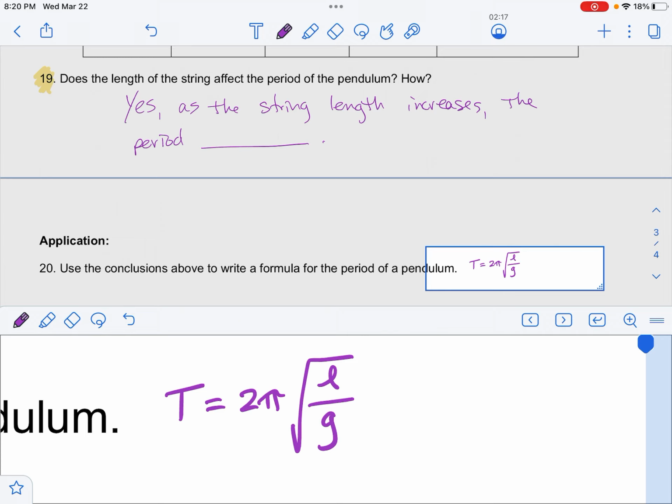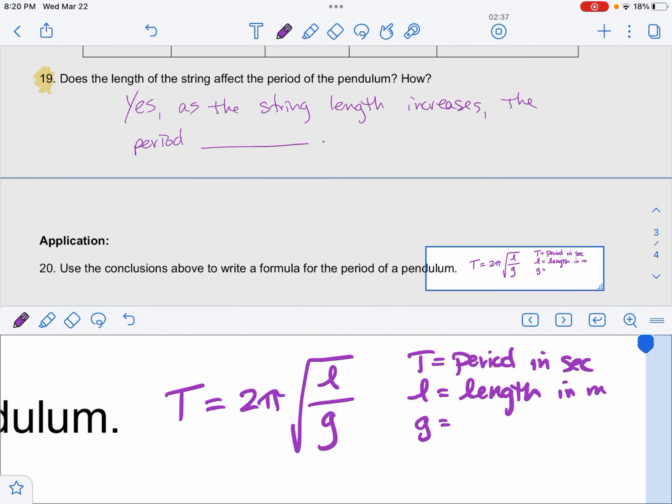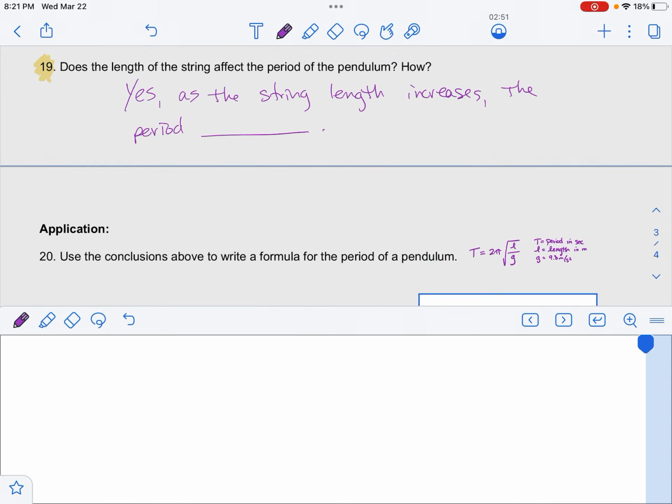G, of course, is acceleration due to gravity on whatever planet you're on. So if you need a little reminder for yourself, T is the period. We want our period in seconds. L is length. We want our length in meters. And G on Earth is 9.8 meters per second squared. If you were to take your pendulum to the moon, for example, it wouldn't be 9.8 anymore. Okay? All right.